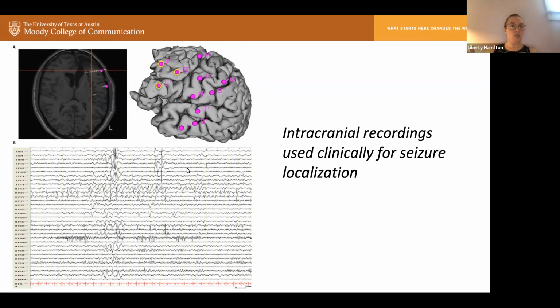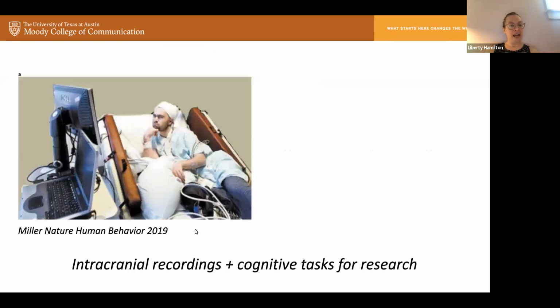So that's the clinical aspect: we have electrodes in the brain, and the clinical team is waiting for seizures to occur. But seizures are not happening all the time. And so that's where researchers like myself come in, and we ask those patients whether they would be willing to participate in research during their stay in the hospital.